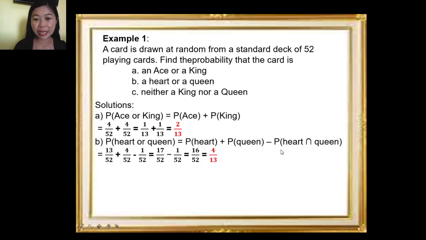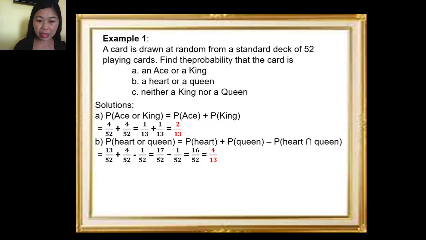Why? Kasi, ilan ba yung heart na cards? Di ba 13? So the probability that the card is a heart is 13 over 52 because in 52 playing cards, there are 13 hearts. Plus, ilan yung queen? So, in 52 playing cards, there are 4 queen. So, bakit may minus 1 over 52? So, yung 1 over 52, it represents the probability of the intersection of heart and queen.